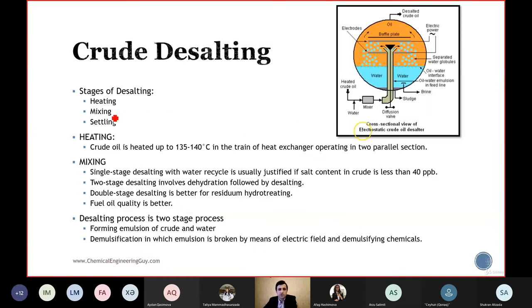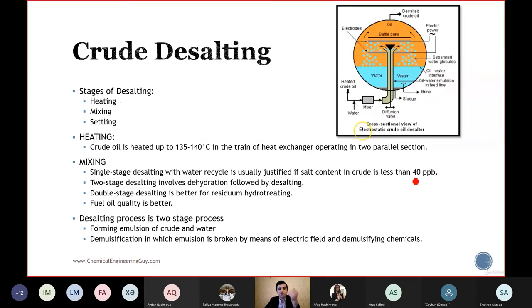In a stage of desalting, we first heat, we mix, and settle down. It is heated to 130-140 degrees in the train of the heat exchanger. And then we mix. Single-stage desalting with water recycle is usually justified if the salt-containing crude is less than 40 ppb. So if it is less than 40 ppb, then we use a single stage. But if it is higher, then we use the double stage.